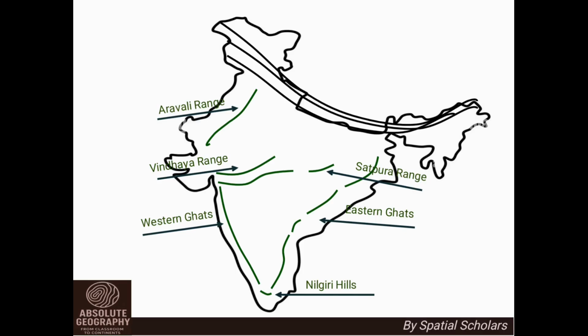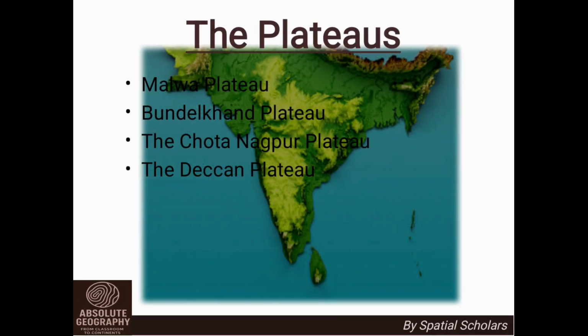So these are the major mountains of the north and the south which are in your syllabus, and they actually come for the map work. There are many other smaller hills and mountains which we have not studied here because they are not in your syllabus right now. So now we can move on to the plateaus.